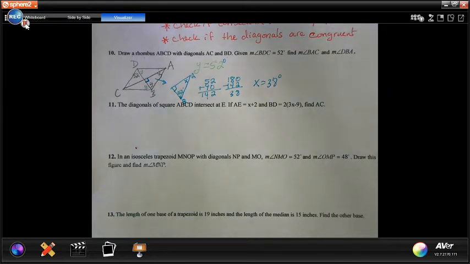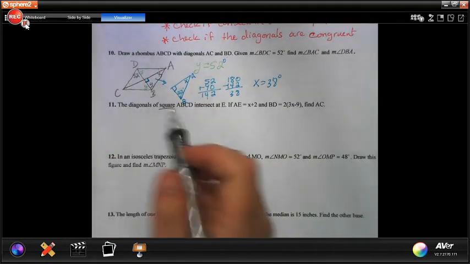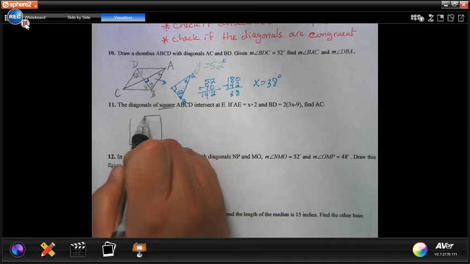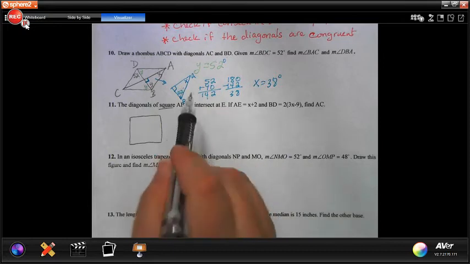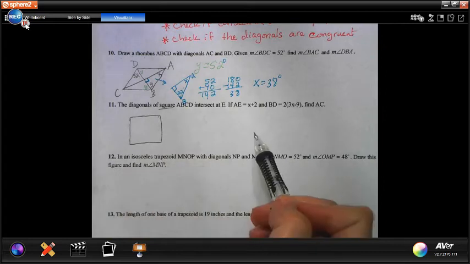Okay, the diagonals of a square ABCD intersect at E, and it tells us AE and BD, find ACE. Okay, so we have a square, so we're going to draw a square. See, it says square. We know what to draw. It may not be a perfect square that we draw, but we know what a square is. Some people are struggling with the corners of the square on a square assignment. And remember, squares have right angles, so the corners are 90 degrees.